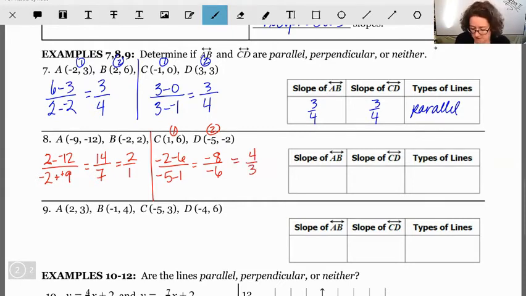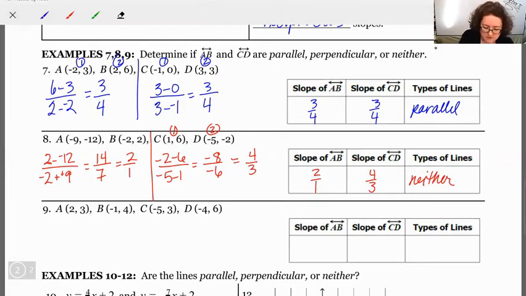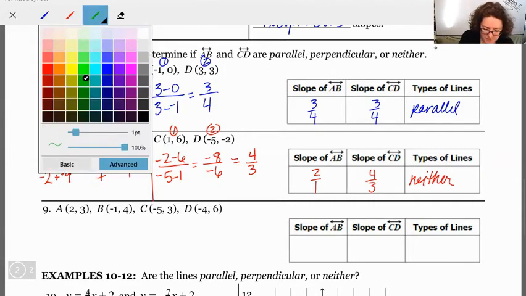So slope of AB was 2/1. Slope of CD is 4/3. They're not equal. They're not negative reciprocals or opposite reciprocals, so they don't have any relationship. So number 9, let's see what happened. I'm going to go back to purple, actually. Little more contrast, easier to pull up on these pages.